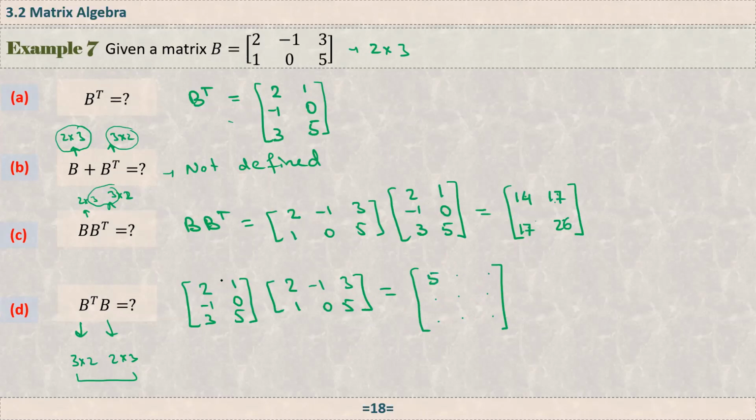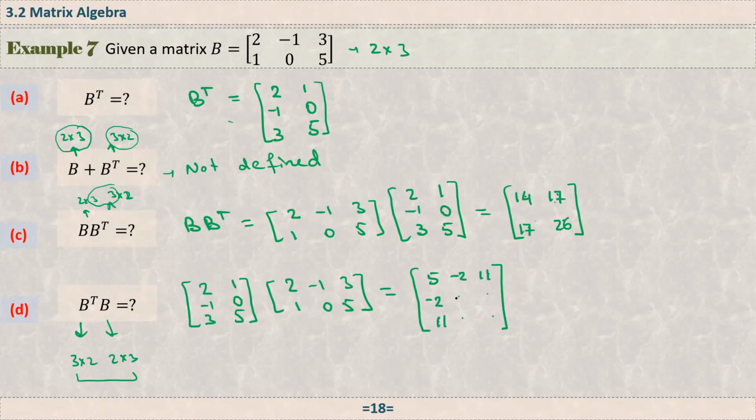And this one by the second column, 2 times -1 is -2, plus 1 times 0, it is 0. So here we have -2. And 2 times 3 is 6, 1 times 5, it is 5. 5 plus 6, that is 11. And how about these two entries? Because I know that the result is symmetric, this will be -2, and this is 11, this will be 11, right?